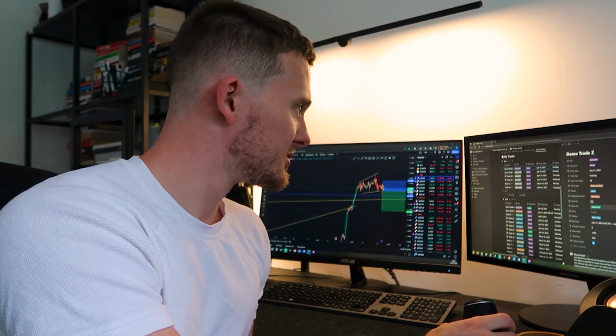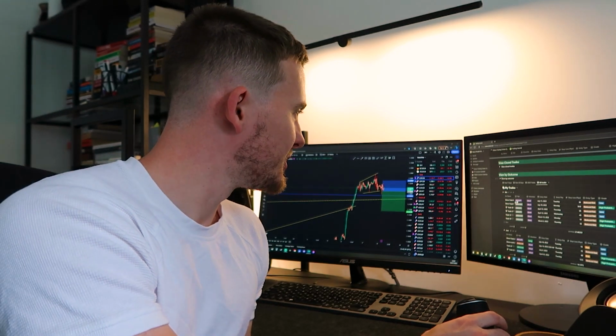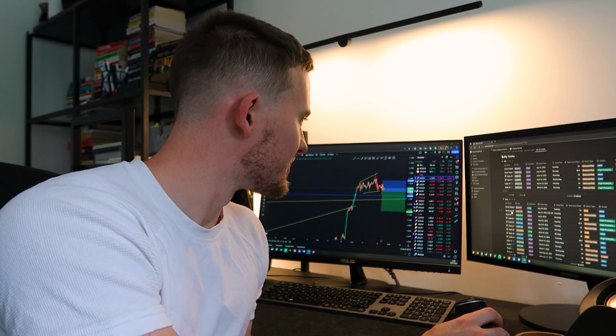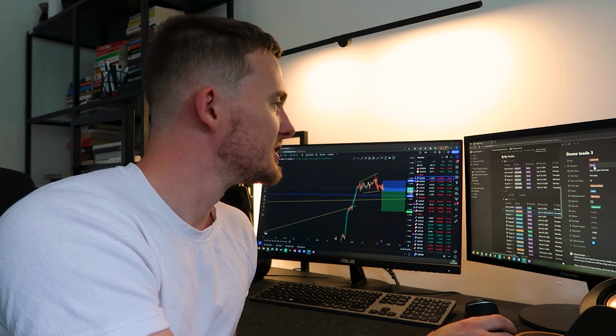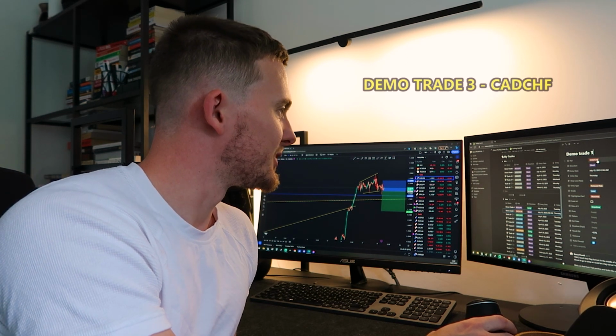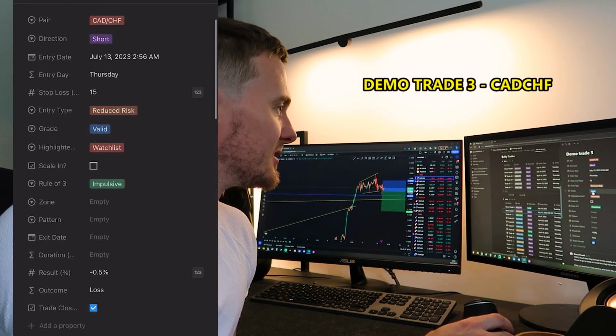So that was trade number 2. So we were doing it right, it was win-win. Feeling good. I think the next one may have been a loss, but let's have a look. July 13th, direction short, CAD Swiss franc, reduced risk, grade valid.